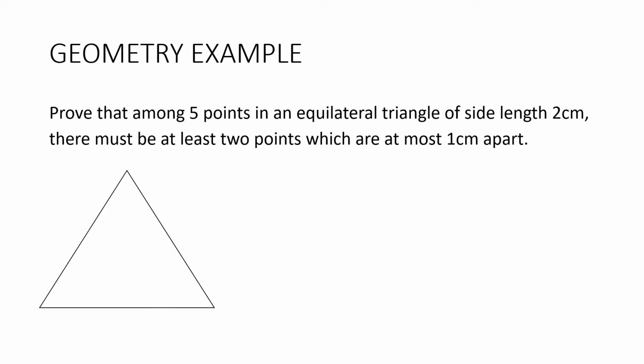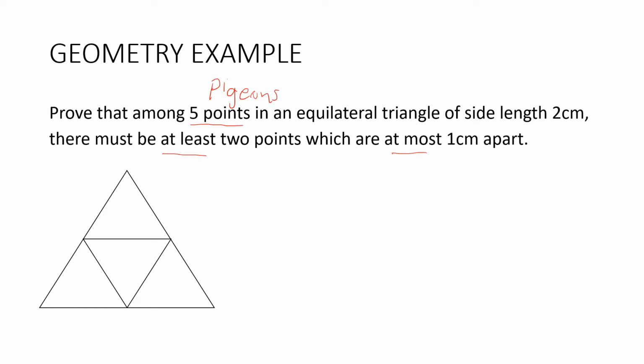Now, pigeonhole principle questions take many different forms, and here's a geometric example. Prove that among 5 points in an equilateral triangle of side length 2 centimeters, there must be at least 2 points which are at most 1 centimeter apart. Now I can tell from these words, at least, at most, that it's probably pigeonhole principle, but where are the pigeons and where are the pigeonholes? Well, these 5 points here, they're the pigeons, and there's a bit of a trick to finding the pigeonholes. The equilateral triangle has side length 2 centimeters, so I can construct 4 equilateral triangles inside it.